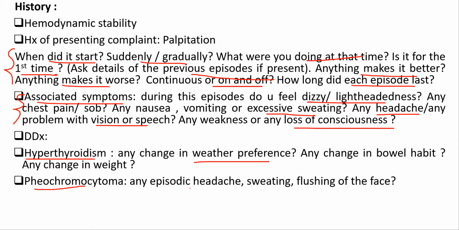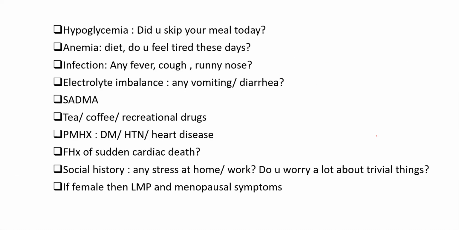For pheochromocytoma, ask about any episodic headache, sweating, or any flushing of the face. Pheochromocytoma never comes in the exam, but still we should rule that out. It's a classic triad of episodic headache, sweating, and flushing of the face, with pallor. With that, the patient also gets episodic hypertension. For hypoglycemia, just ask one question: by any chance did you skip your meal today, or any history of diabetes? If history of diabetes is positive, then you go into detailed questions about the diabetes, its medication, control, everything.